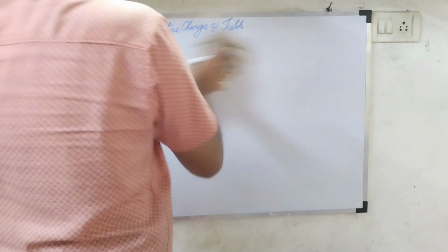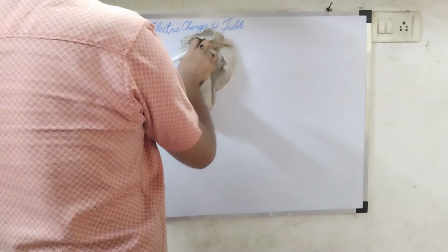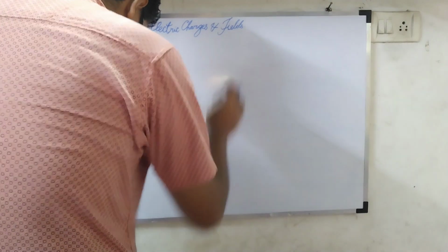There are many things in this chapter, many concepts, innumerable concepts. How many concepts can you see?